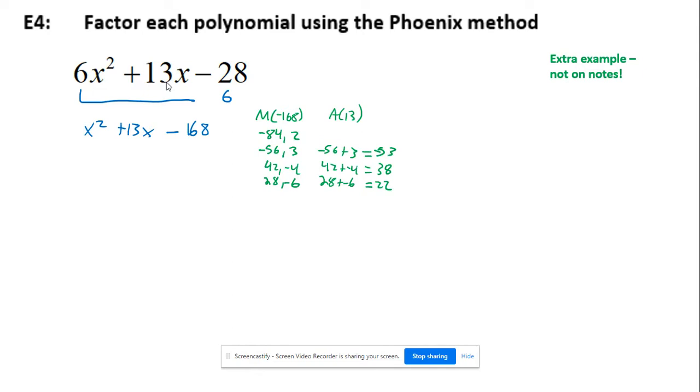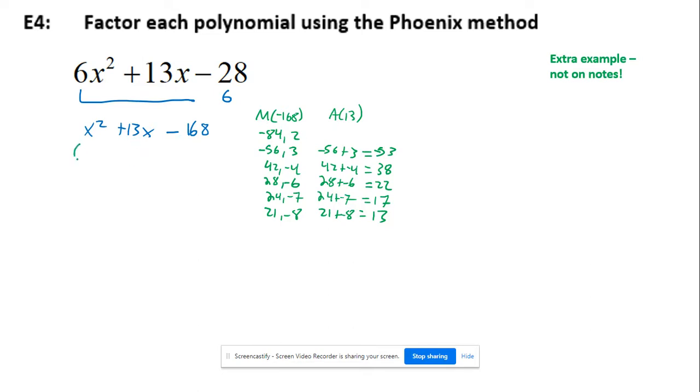Negative 168 divided by 7. Okay, so 24 and negative 7. But that gave me 17. Starting to realize how much work this is, and that's okay. It's going to take me a few steps to find the right pair of numbers, and I'm not giving up. Going back, negative 168 divided by 8. So I'm going to try 21 and negative 8. And 21 plus negative 8 is 13. So I persevered. I found two numbers that multiply to the constant and add to the coefficient 13.